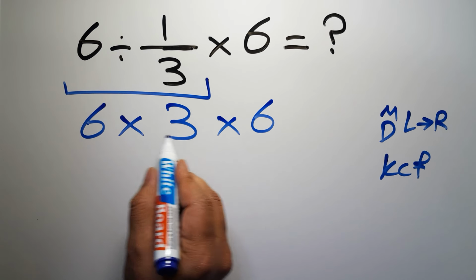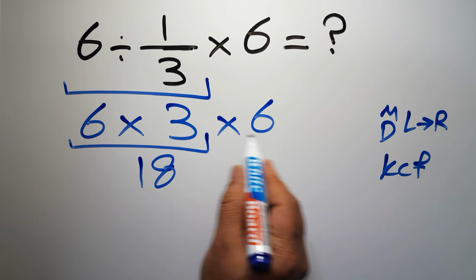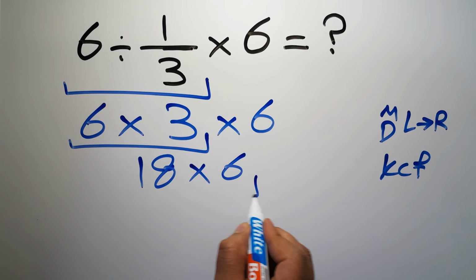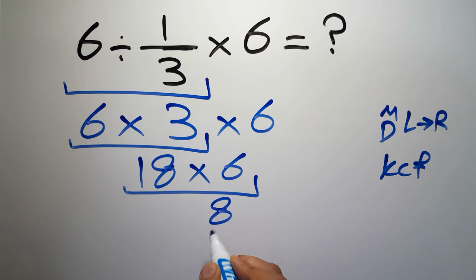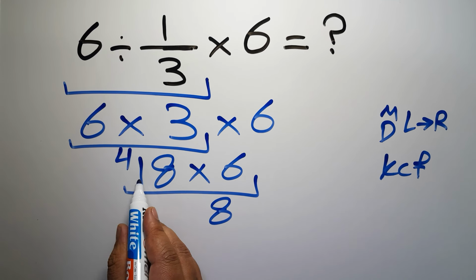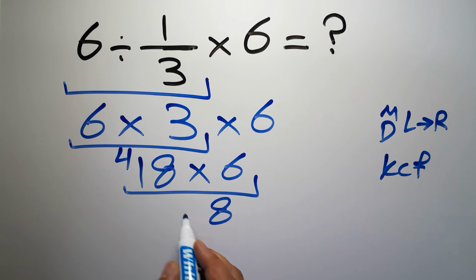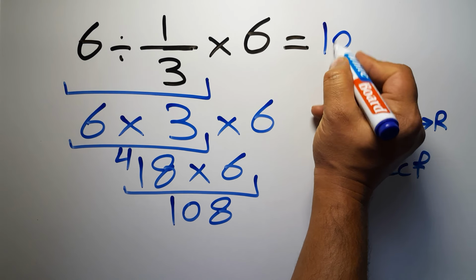Okay, 6 times 3 gives us 18. So 18 times 6. Okay, 6 times 8 gives us 48. So we write 8 here and carry 4 here. 6 times 1 equals 6, and 6 plus 4 gives us 10. So we have 108, and this is our final answer to this problem. The correct answer is 108.